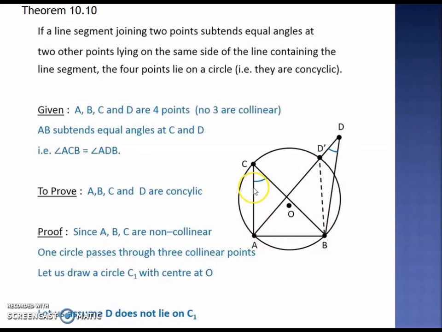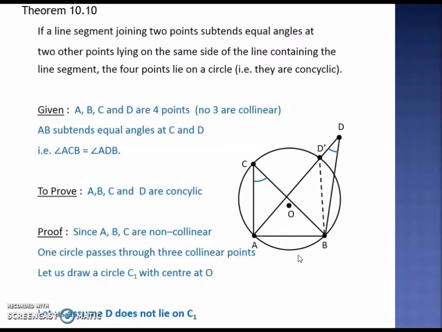That means A, B, C and D, all these will be part of the circle. That is, they will be concyclic. This is what we will be proving. So what are we given? A, B, C and D are 4 points. AB subtends equal angles at C and D. These two angles, ACB and ADB, are equal.